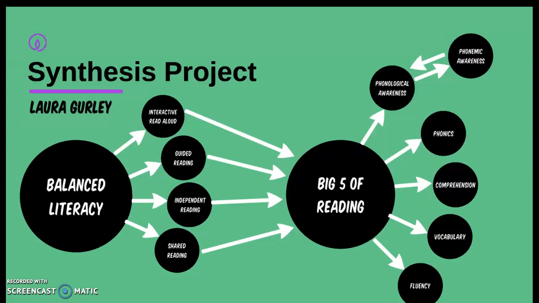The last category of the Big Five is fluency. Fluent readers are able to read with appropriate speed, accuracy, and expression. They know when to pause and how to change the tone of their voice according to the punctuation in a sentence. This can be taught through guided reading or shared reading, and strengthened during independent reading.